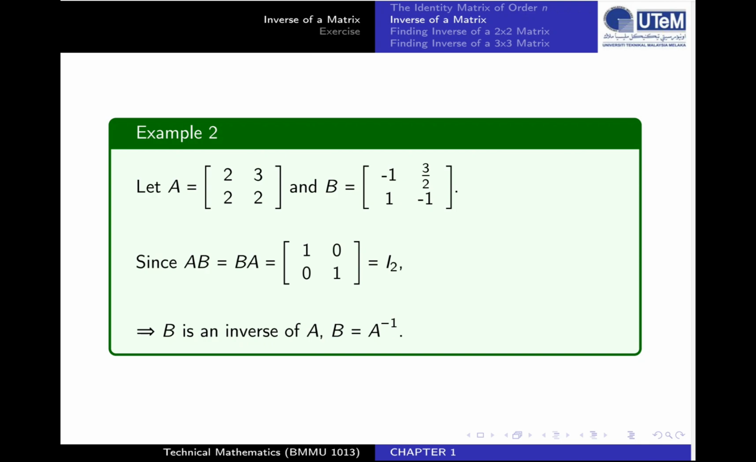Example 2. Let matrix A equal 2, 3, 2, 2, and B equal -1, 3 over 2, 1, and -1. Since A times B equals B times A equals the identity matrix, therefore B is the inverse of matrix A, meaning B is A inverse. If you find the multiplication between matrix A and B, or matrix B times A, you get the identity matrix. So B is the inverse of matrix A.